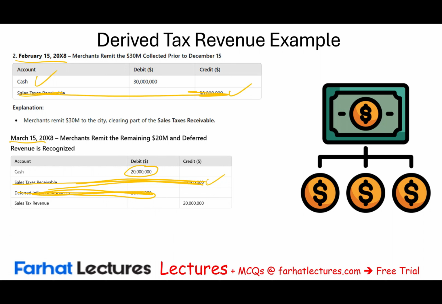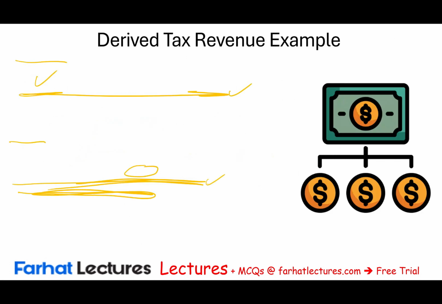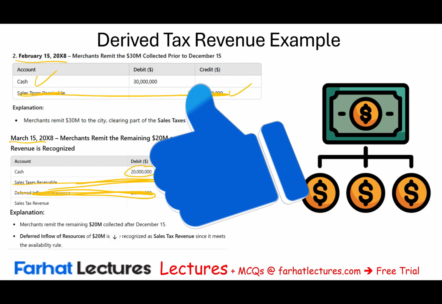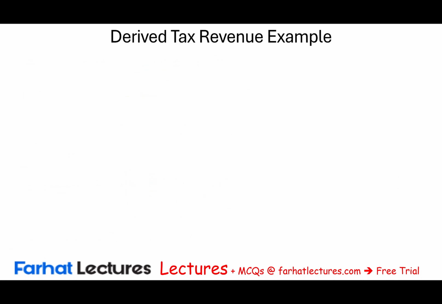All we're left with is, notice, 30 million of revenue plus 20 million of revenue is 50 million, and cash is 50. So we have 50 million of revenue in total. However, 30 million was recorded in year X7 and 20 million in year X8. Let's take a look at another example.